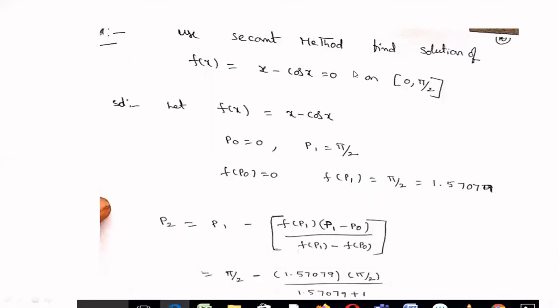Now we are going to discuss the other method. One more problem. Use secant method to find the solution of f of x is equal to x minus cos x is equal to 0 on the interval 0 comma pi by 2. So f of x is equal to x minus cos x.